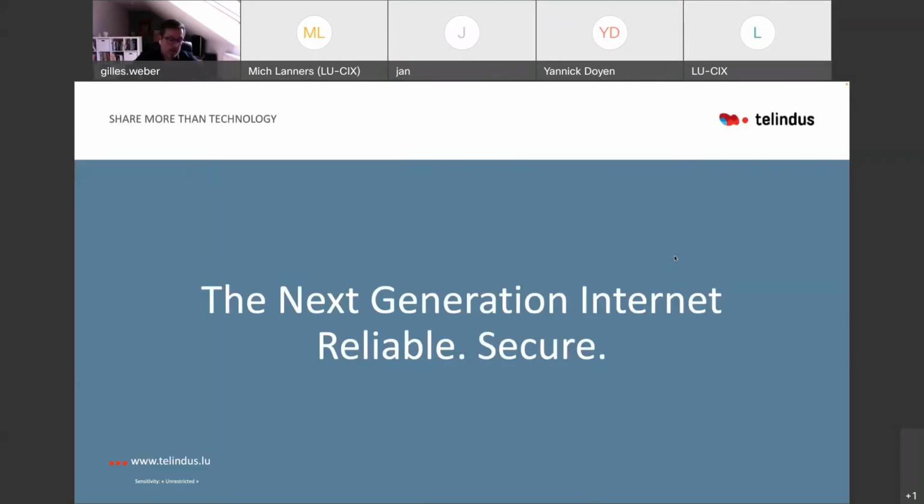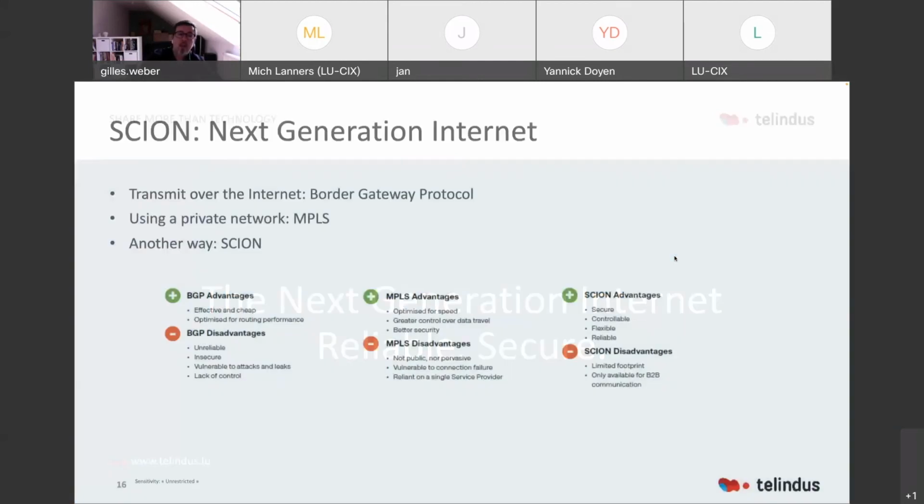But besides the DDoS protection solutions, we can also touch on what is called the next generation internet, which should be more reliable and secure. When we speak about internet connectivity in general, we know that the advantages are access to a big network with the BGP advantages of being very flexible. It's effective, it's cheap, but it also has the disadvantages of being insecure, unreliable, and vulnerable to attacks.